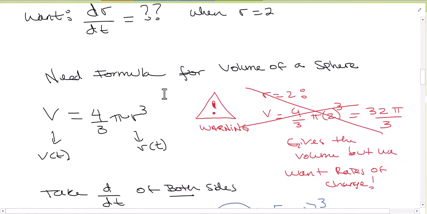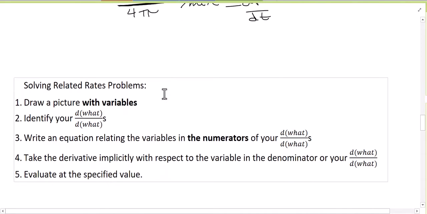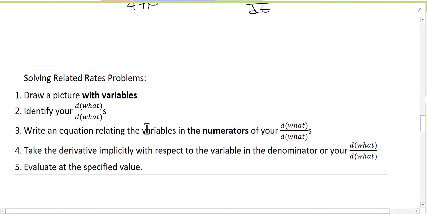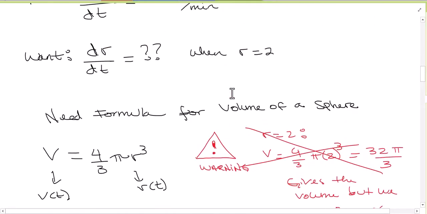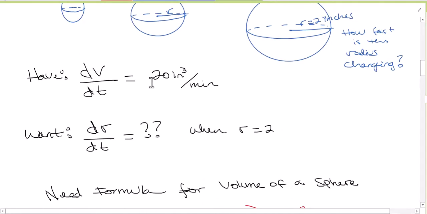Once you have your dwhat-dwhats, write an equation relating the variables in the numerators of your d-whats. That's what we did in this example, right? I had a dV/dt and a dr/dt, so the variables in the numerators are V and R, volume and radius, and my picture is a sphere. So that's how I get my formula. How do I relate volume and radius in a sphere? I need the volume of a sphere.